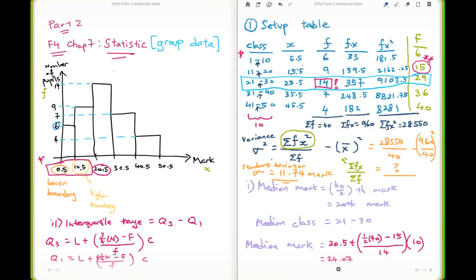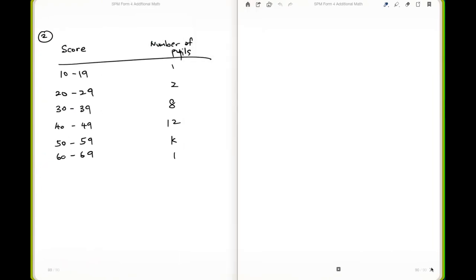Now, next, the final part for group data. Again, now it's group data, Paper 2 normally, question 4, 5 or 6, sometimes around that. You are given, straight away, they give you a table, so nice. But now they ask for a median.